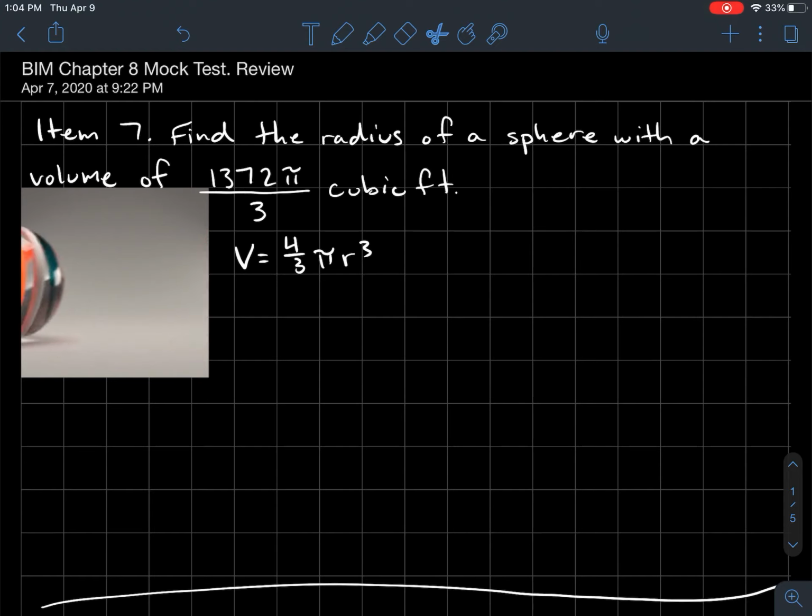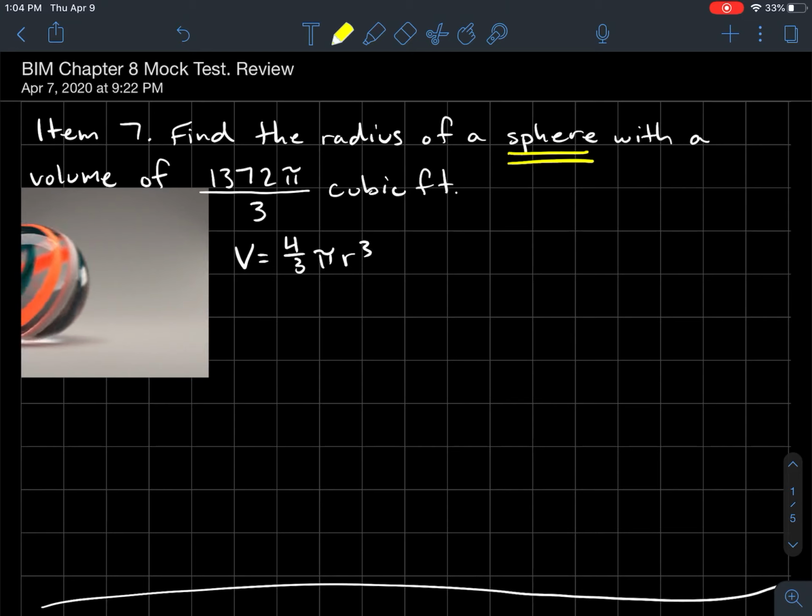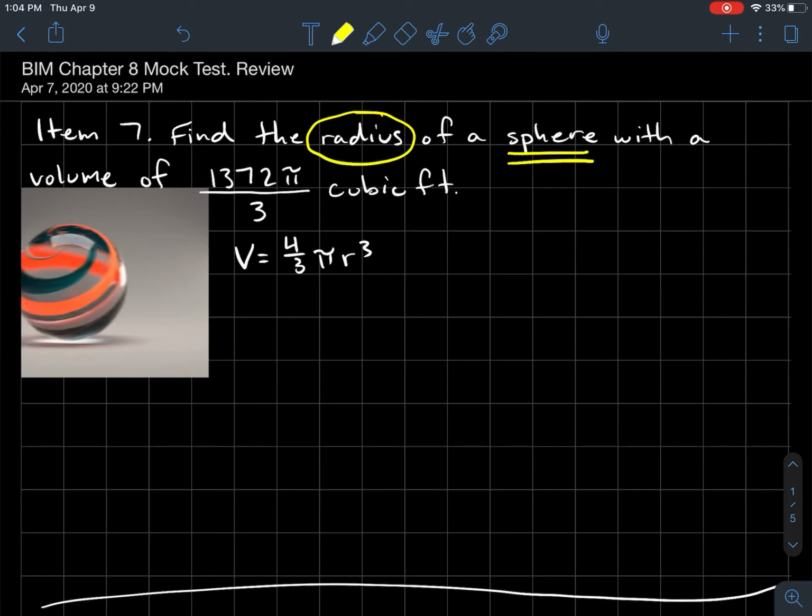Starting with this one, this is item number 7. The question from Big Ideas Math reads, find the radius of a sphere with a volume of 1,372 pi over 3 cubic feet. So we're looking into volume. The shape is a sphere, as you can see from the reading here, and we're trying to find the radius of the sphere. Remember, the sphere is a ball type of shape. You see the marble in the corner of the screen.